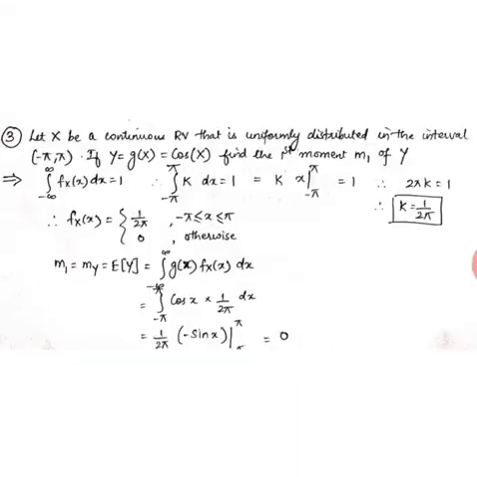The third numerical: let capital X be a continuous random variable that is uniformly distributed in the interval minus pi to pi. If capital Y is another random variable which is given as a function of capital X, that is g of x, defined as cosine of x, we need to find out the first moment, that is m1 of Y.